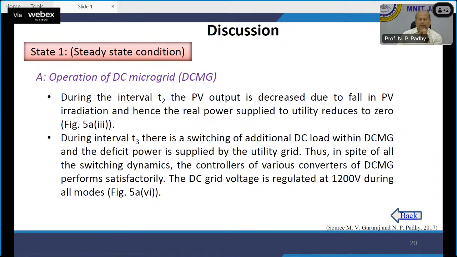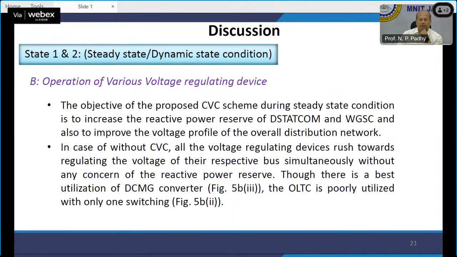So during the interval T2, the PV output is decreased due to fall of PV radiation, and hence the real power supplied to the utility reduced to 0. And during time interval T3, there is a switching of additional DC load within the DC microgrid, and the deficient power is supplied by the utility grid. Thus, in spite of all the switching dynamics, the controllers of various converters of DC microgrid perform satisfactorily. The DC grid voltage is regulated at 1200, that is 12 kV, during all modes of operation.